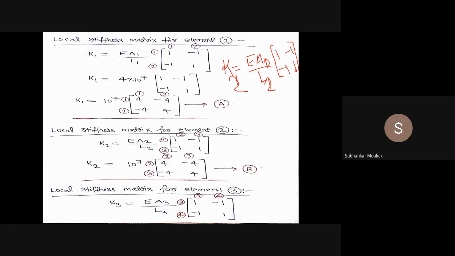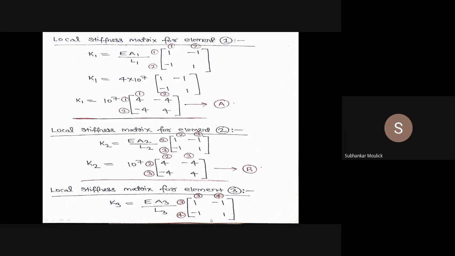Okay. So similarly for the third element, I know what will be the element stiffness matrix or local stiffness matrix, that is K3 equal to E A3 by L3. Again I can see that element 3 is connected between node 3 and node 4. So the size of the matrix again will be a 2 cross 2 matrix, but in this case the first row will be node 3, second row will be node 4, first column will be node 3, second column will be node 4, and the elements are 1 minus 1 minus 1 1.